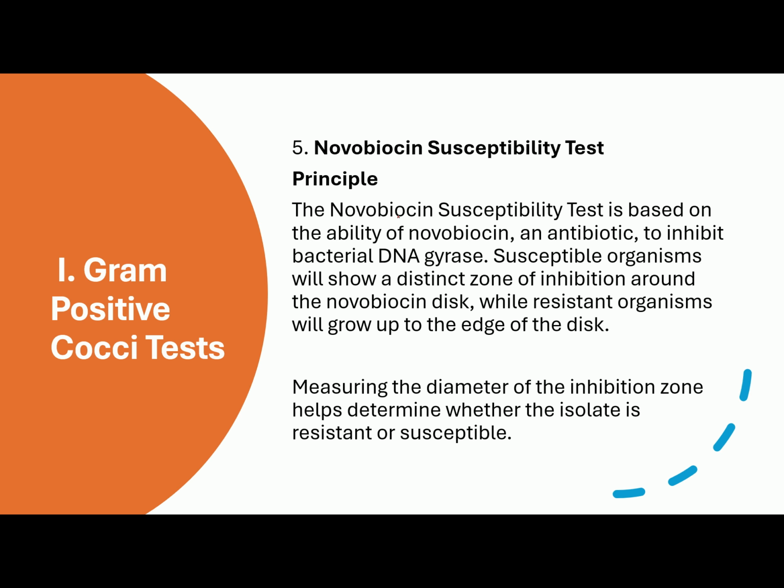Let's go to the fifth one, novobiocin susceptibility test. This one uses the antibiotic novobiocin. It inhibits the bacterial enzyme DNA gyrase. Susceptible organisms would show a distinct zone of inhibition around the novobiocin disc, while resistant ones will grow up to the edge of the disc. Measuring the diameter of the inhibition zone determines whether the isolate is resistant or susceptible.